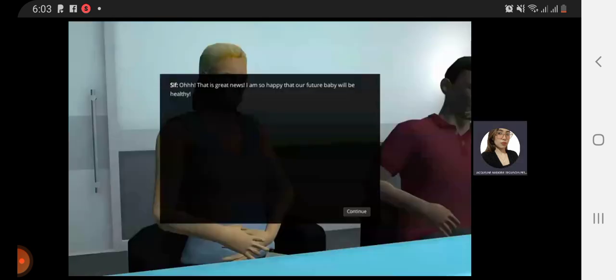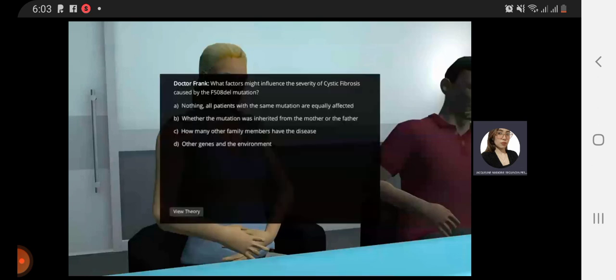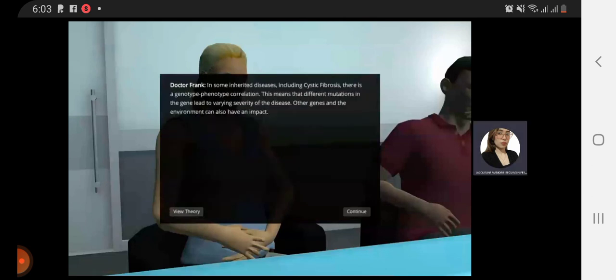Oh, that is great news. I am so happy that our future baby will be healthy. What factors might influence the severity of cystic fibrosis caused by the F508del mutation? In some inherited diseases, including cystic fibrosis, there is a genotype-phenotype correlation. This means that different mutations in the gene lead to varying severity of the disease. Other genes and the environment can also have an impact.